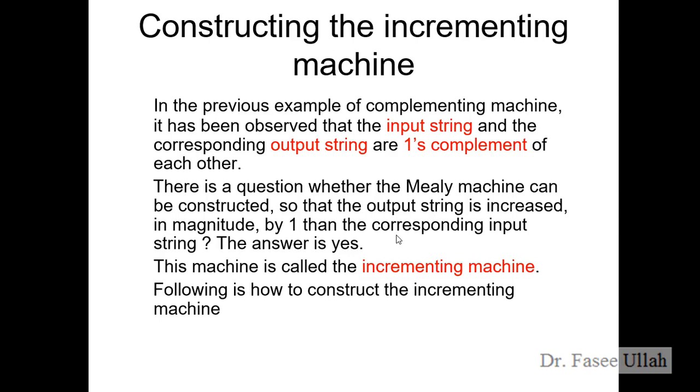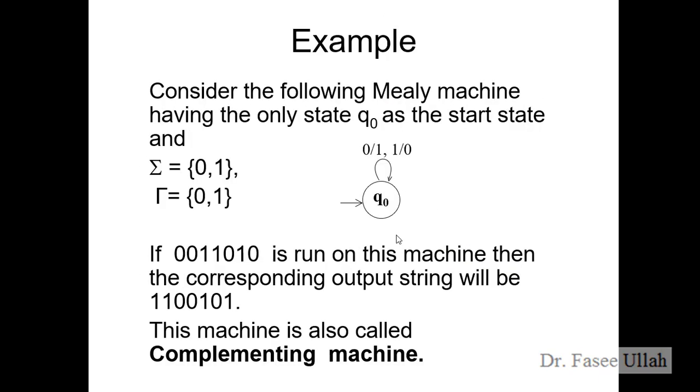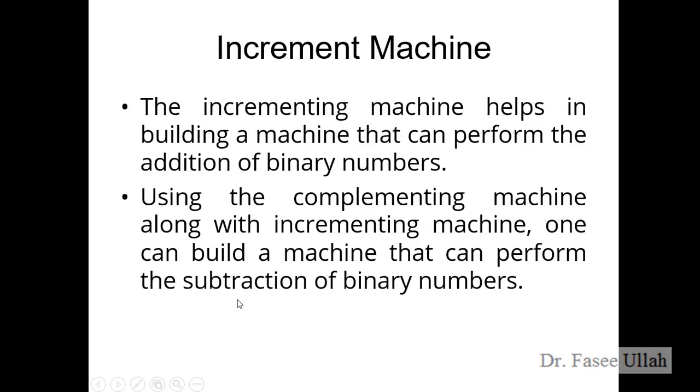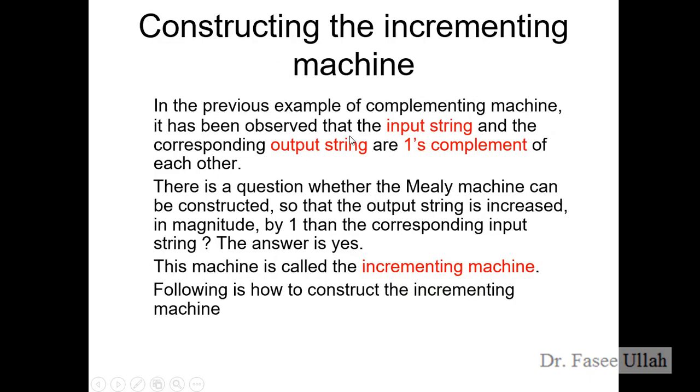Okay, construction of the increment machine. In the previous example of the complement machine, it has been observed that the input string and the corresponding output string are the ones complement of each other. Taking this one, for example: if it is 1, it's 0, and if it is 0, it's 1. So this is the explanation for that one.